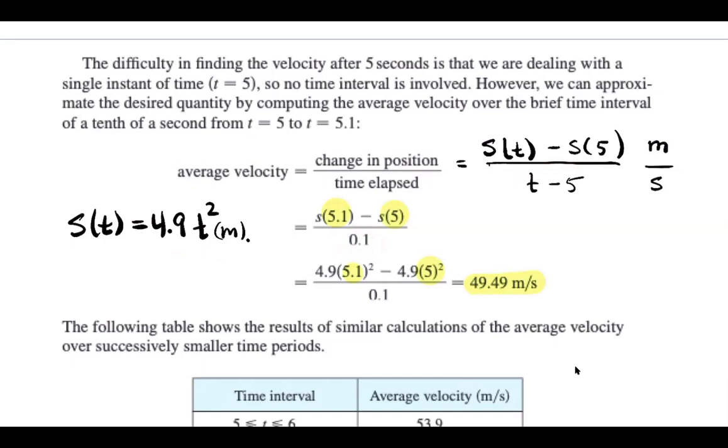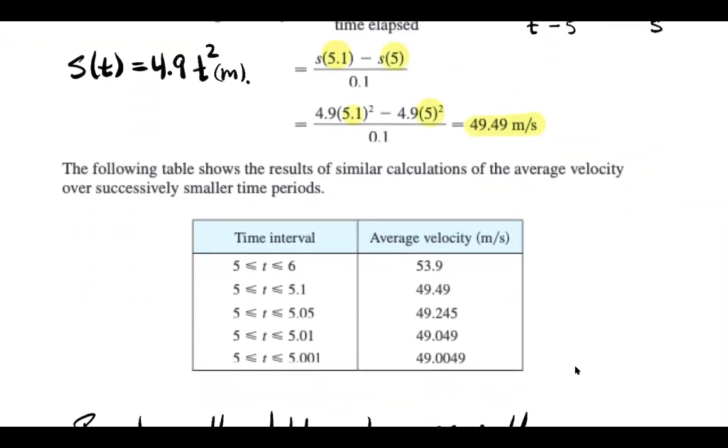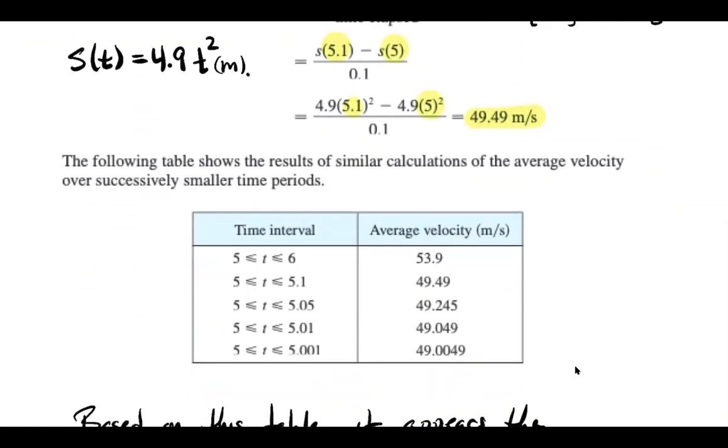So I'm just going to scroll here, and I hope you'll take out a calculator and reproduce every one of the rows in this table, because what is the author doing? Here's the row that we just analyzed above. Over the tenth of a second, the interval from 5 to 5.1 seconds, the average was 49.49. Earlier in the table, the author averaged over a full second from 5 to 6 seconds. So it's not as good of an estimate because that time interval is longer.